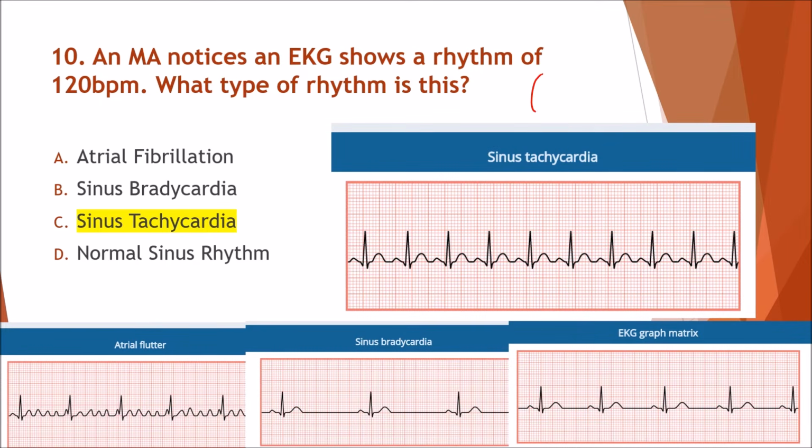All right, so remember the heart rate should be 60 to 100, right? So anything above 100 is tachycardia. So in this case, the answer is sinus tachycardia, C.